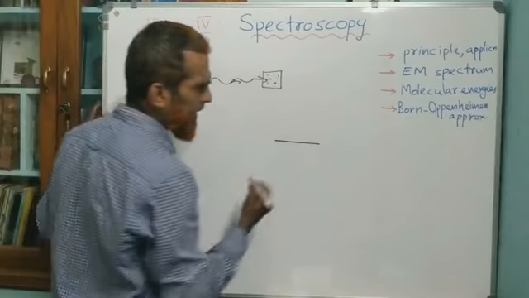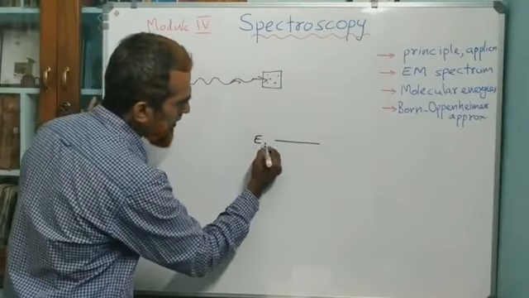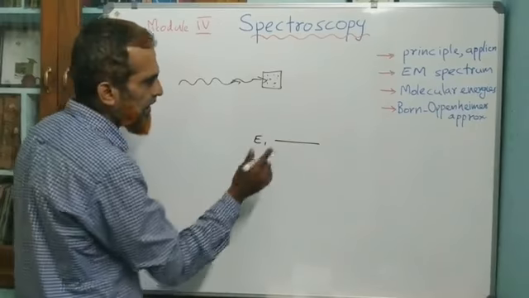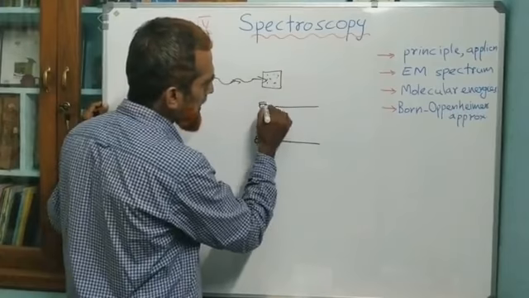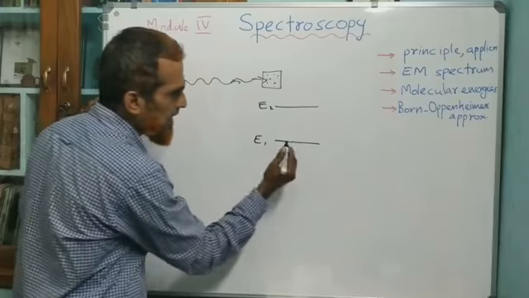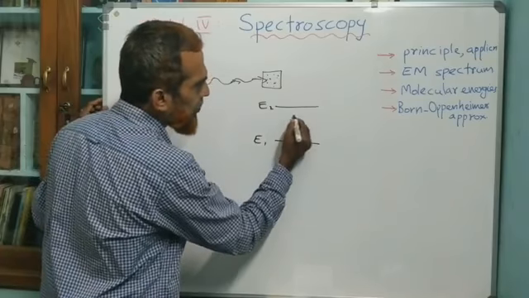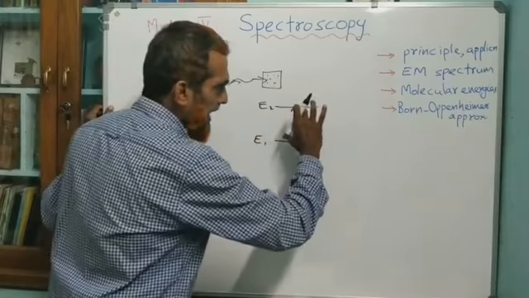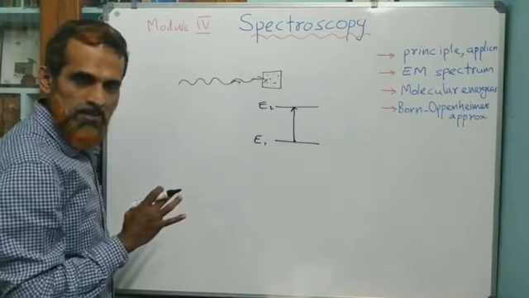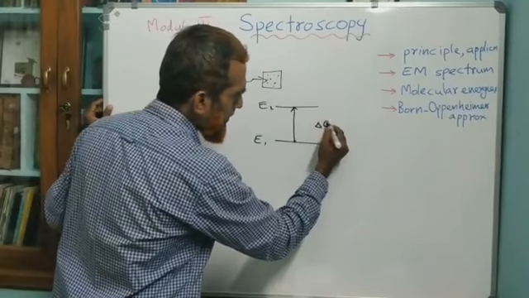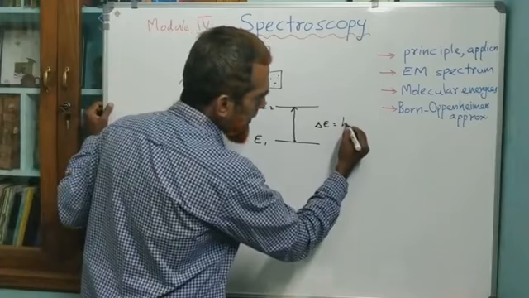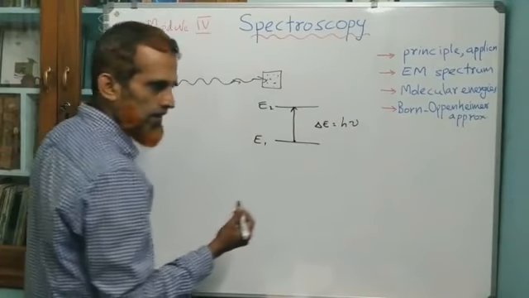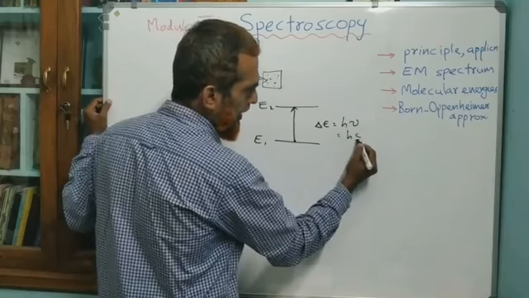Suppose a molecule is in a ground energy level, say it is E1. Normally a molecule will be in the lowest energy state, which is more stable, and this is the excited energy level. If we are giving radiation, a molecule in the ground level can go to the higher level. Based on quantum mechanics, it can absorb only a quantum of radiation based on the energy gap delta E. By Planck's equation, delta E is equal to h nu. Energy of a radiation is given by this equation, or hc by lambda.